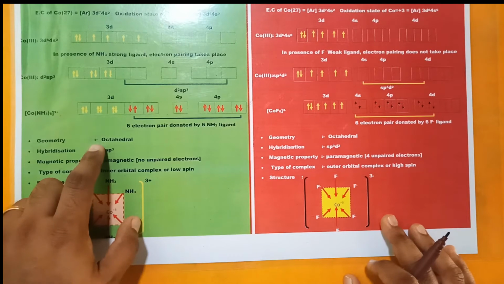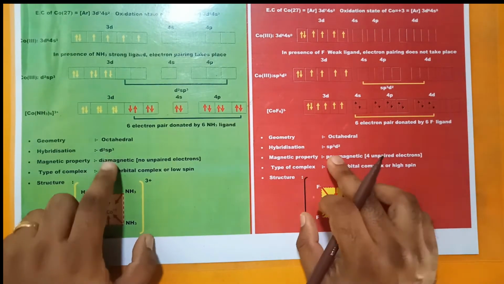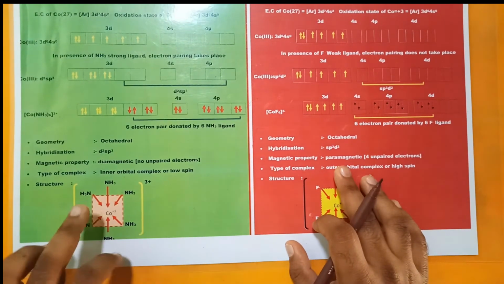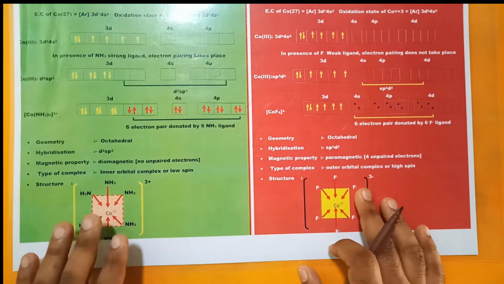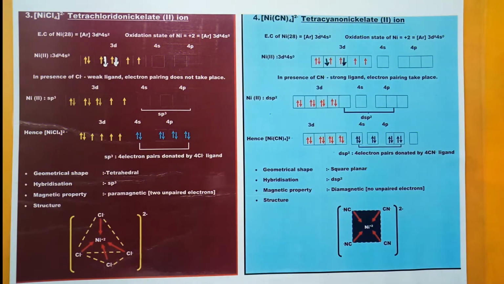Here it undergoes octahedral. Here it is d2sp3, here sp3d2. It is diamagnetic, here it is paramagnetic. It is an inner orbital complex, it is an outer orbital complex. The geometry is the same. Is it clear friends? Let's discuss the remaining 2 coordination compounds.